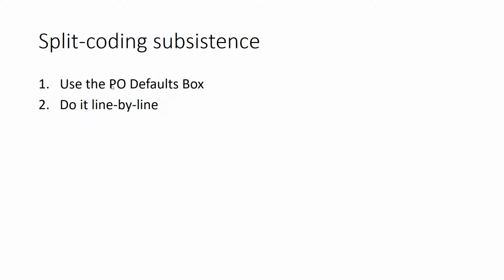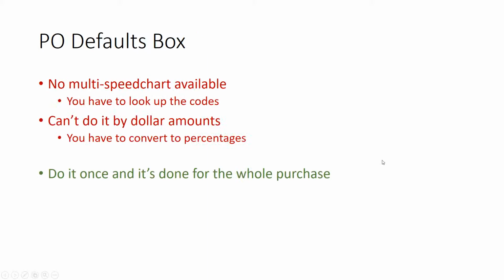One is using the PO defaults box to try to get the coding in for the entire purchase all at once, or you can do it line by line. And each has its pluses and minuses. The first option is split coding using just the PO defaults box.